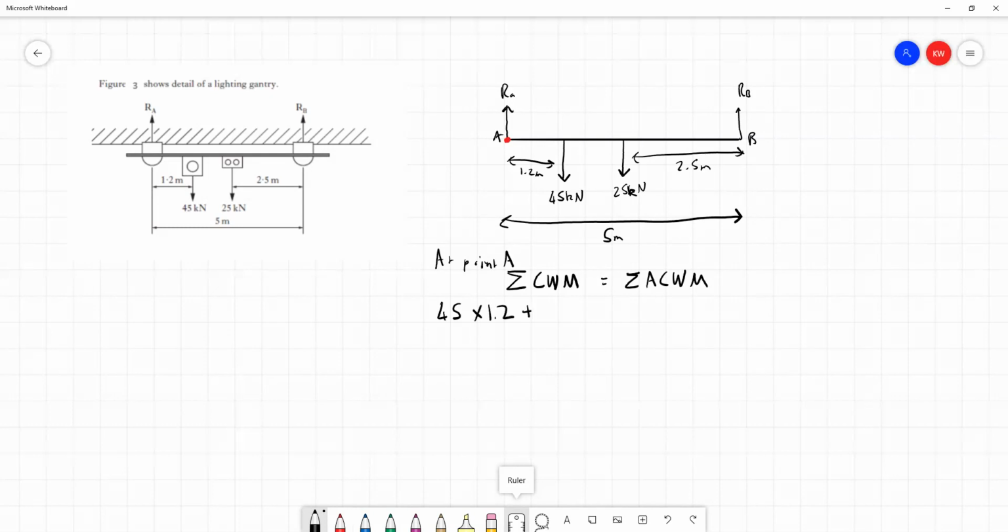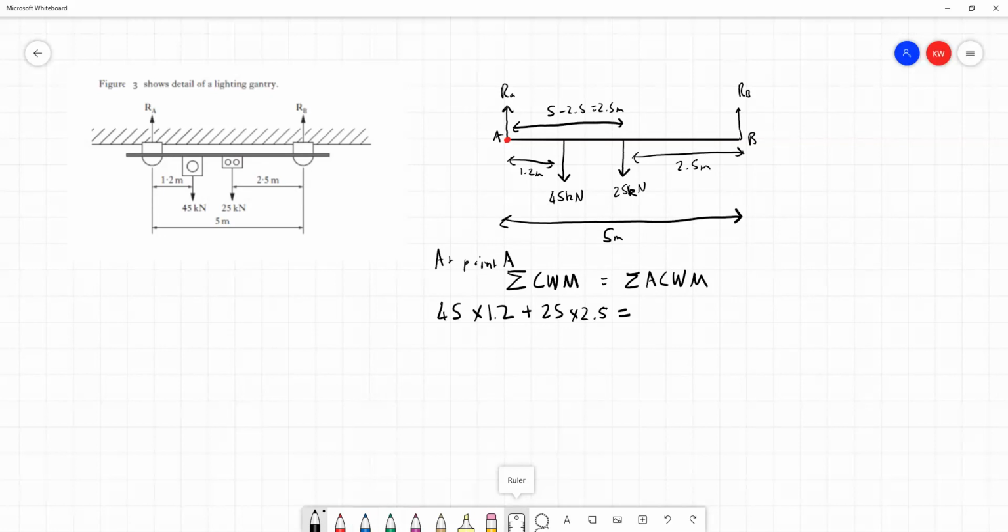Then we're going to have a clockwise moment due to the 25 kilonewton force. And while we're not specifically given the distance from A to the 25, well, we can work out that if the whole beam is 5 meters long and it's 2.5 from the 25 to the other side, 5 minus 2.5 is equal to 2.5 meters. The 25 kilonewton force, as it turns out, is exactly halfway along the gantry. So it's going to be 25 kilonewtons multiplied by 2.5 meters. And that takes care of all of the clockwise moments.